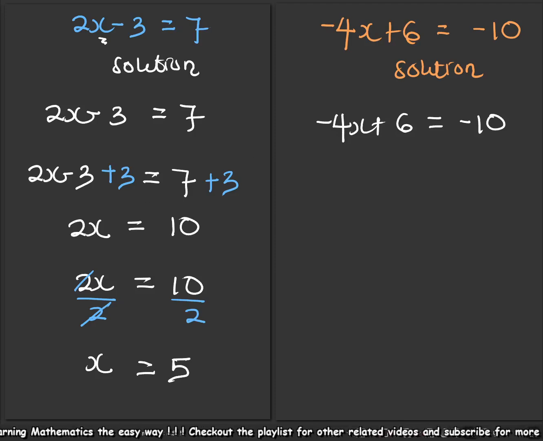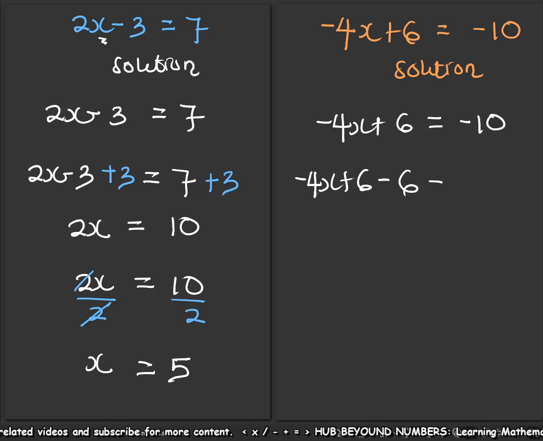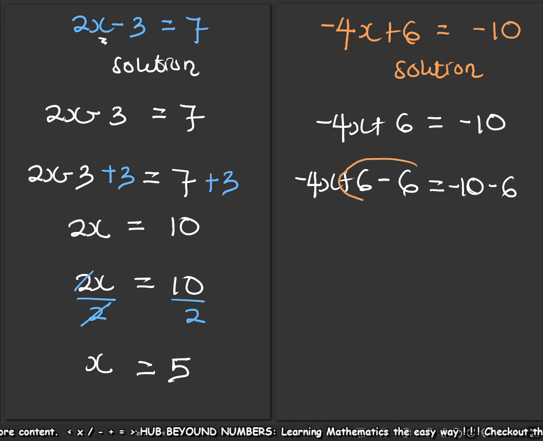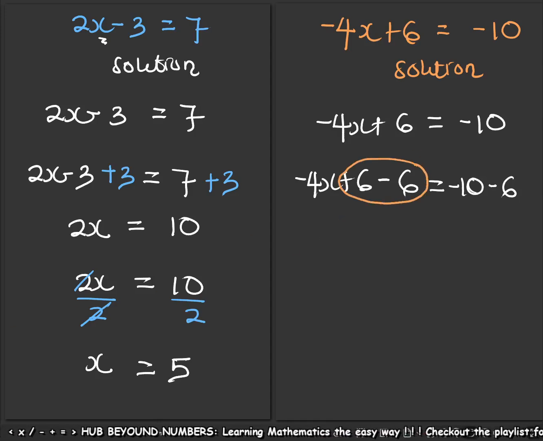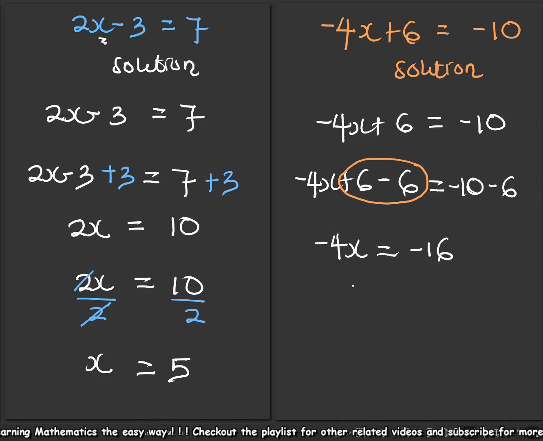So just as we did this, our 6 has to what? Vanish, or it has to be undone. And how do we undo that? We have negative 4x plus 6. To take it off, we have to say minus 6. Then it's equal to negative 10 minus 6. Now this goes off to give us 0. So that we now have our negative 4x is equal to negative 10 minus 6, which gives us a negative 16.